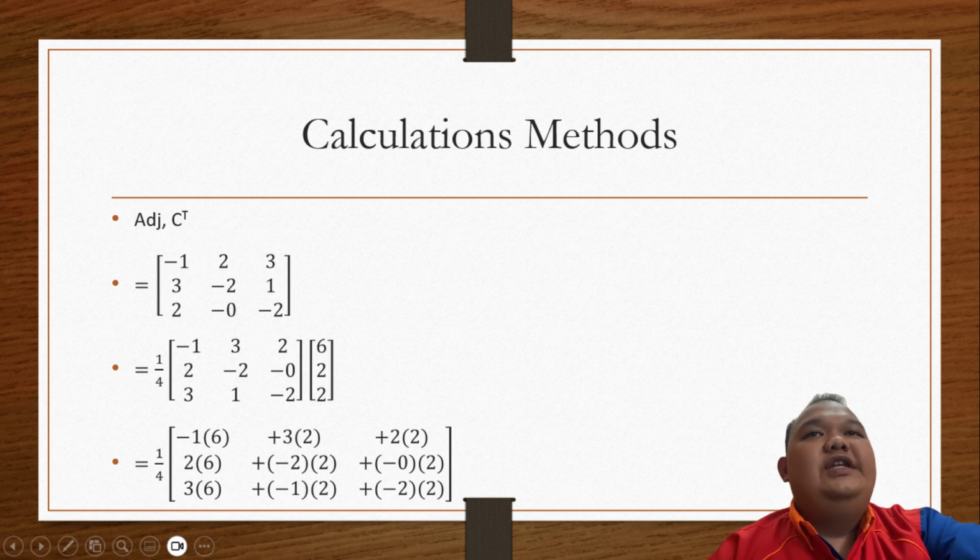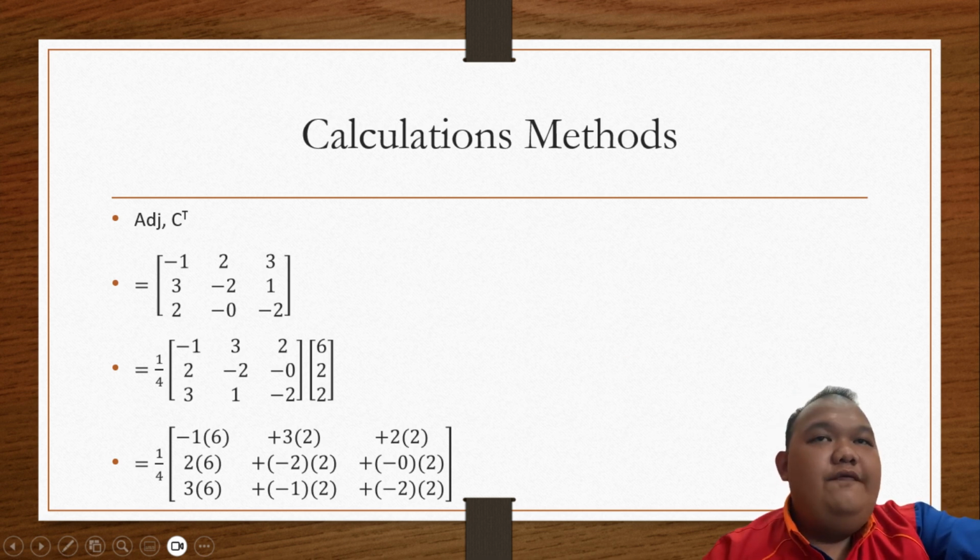Alright, the first step is addition and cofactor transpose. For our cofactor, the answer will be open bracket. First row will be 1, negative 1, 2, 3. The second row is 3, negative 2, and 1. The third row is 2, 0, and 2.